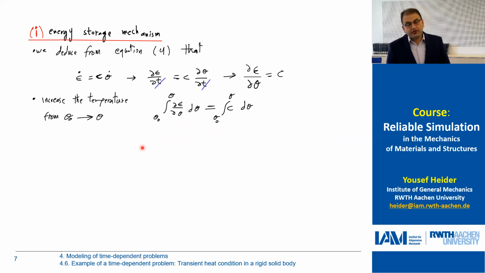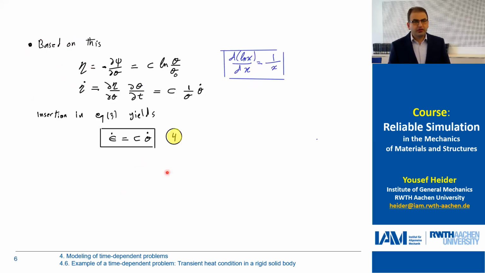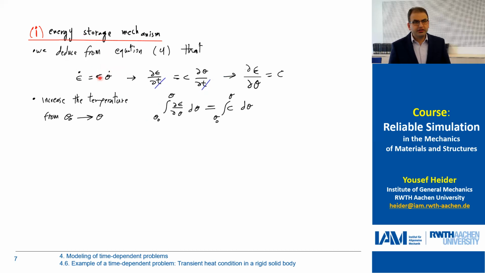Let's talk a little bit about the physical meaning of some of the terms. First, the energy storage mechanism. We deduce from equation number 4, which we have already derived here and is rewritten here, that the rate of the internal energy change, which is d psi to dt, equals C d zeta to dt. It means the variation of the internal energy with respect to the variation of the temperature is a constant. And this constant is our heat capacity.